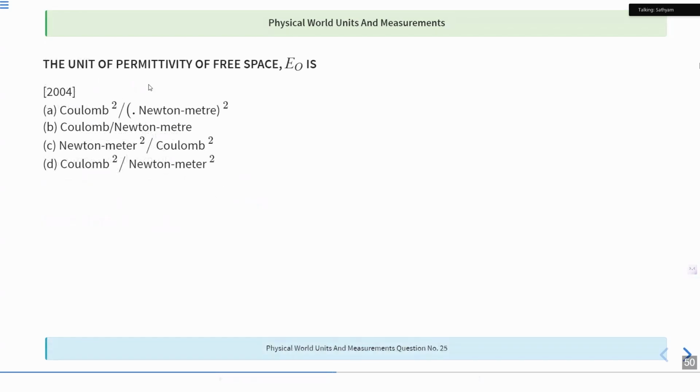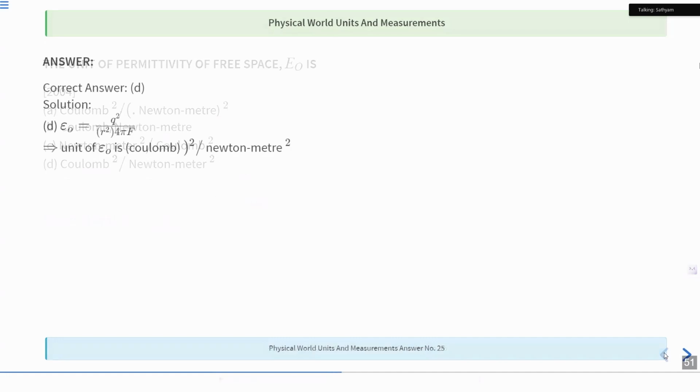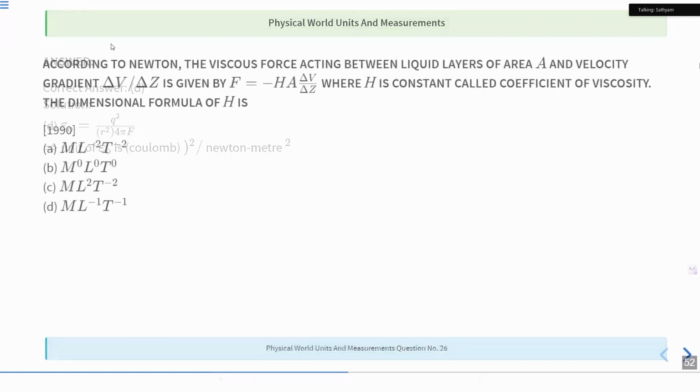Now, the unit of permittivity of free space. First they asked you permeability, now they ask you permittivity. So this is the formula. Apply it, very easy. Now, according to Newton, the viscous force acting between liquid layers of area A and velocity gradient is given by this. Again, this is the formula. Focus on the formula. Eta is the constant, and you have to derive it. I hope everything is clear.